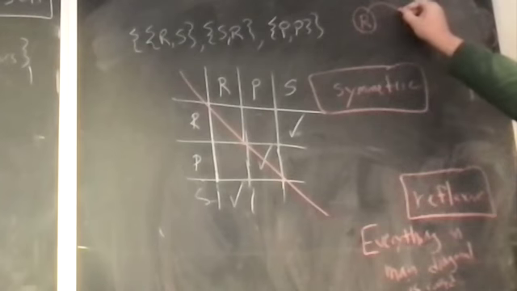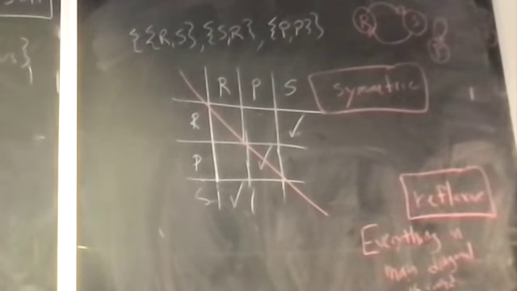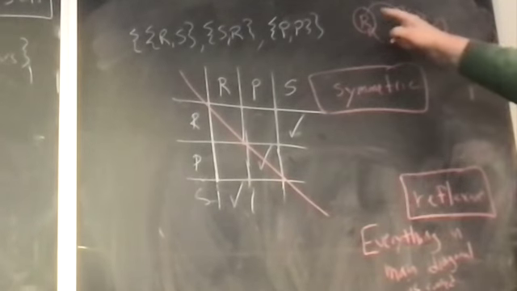So here I have R related to S, and S related to R, and P related to itself. But it's not so easy to see symmetric. I guess it would be like everything can always have either a loop or you go forward and back.